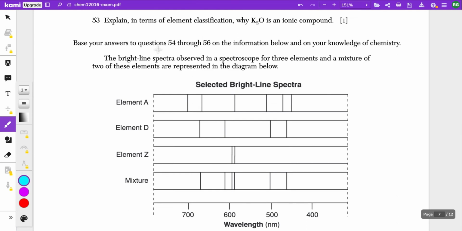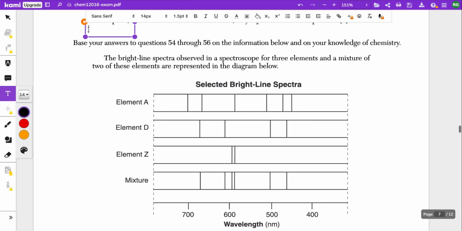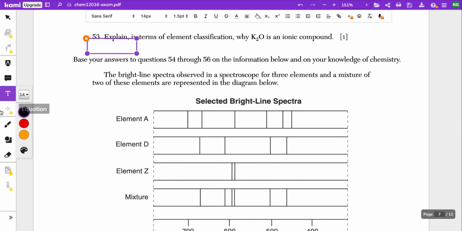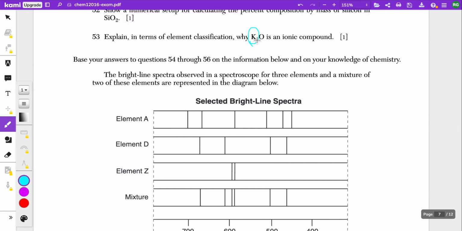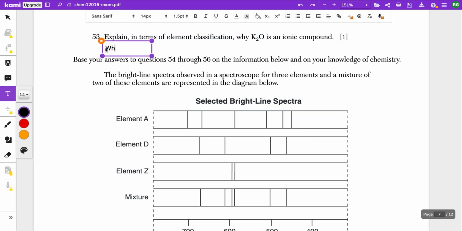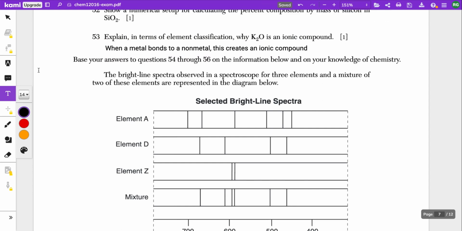Explain in terms of element classification why K2O is an ionic compound. Well, you have K, which is a metal, and you have O, which is a non-metal. So you can say that when a metal bonds to a non-metal, this creates an ionic compound. This is because K wants to give away an electron, while oxygen likes the electron, so it takes in the electron, and the resulting cation and anion are attracted to each other.